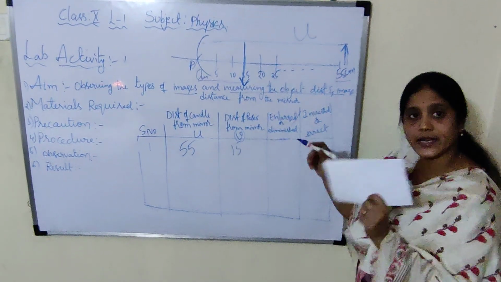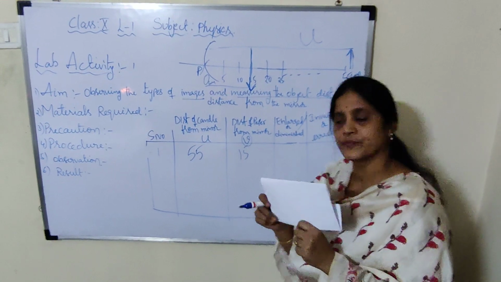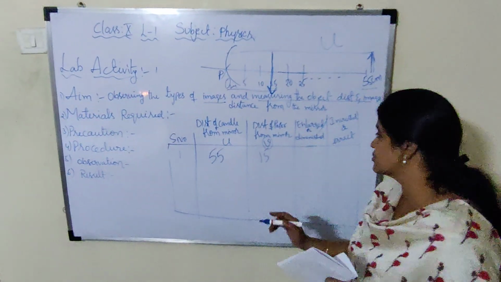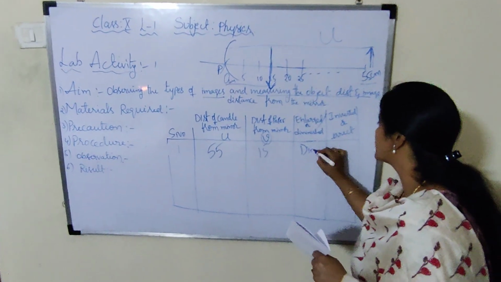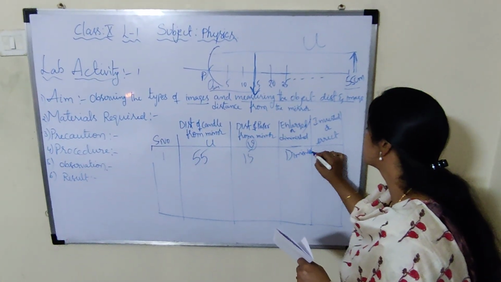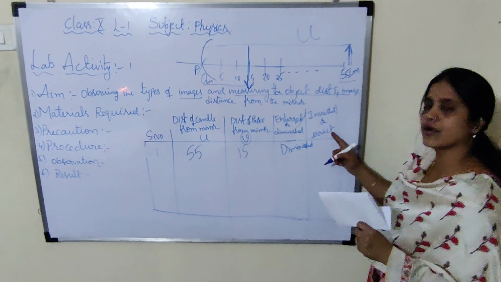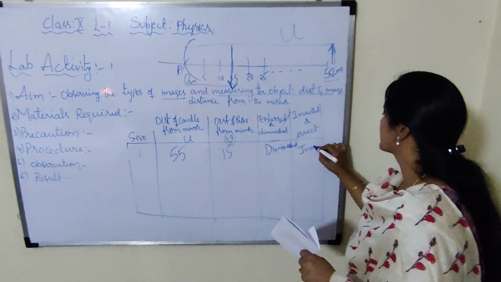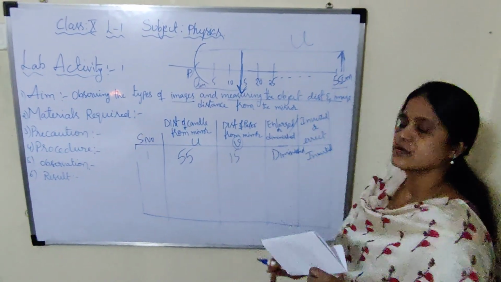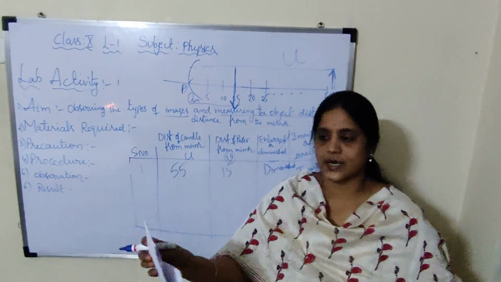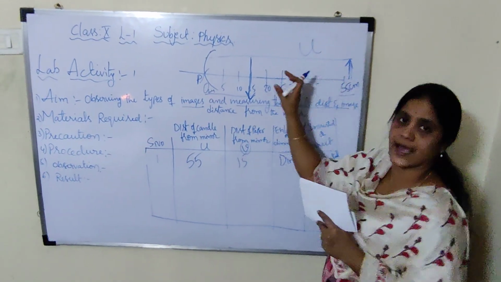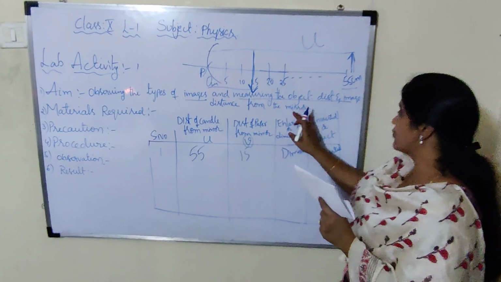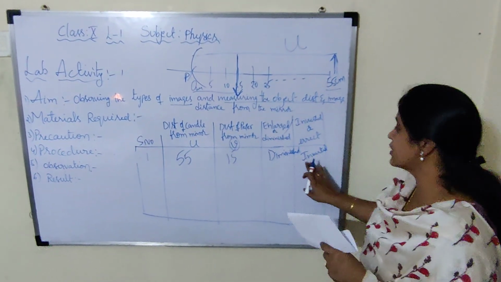And what type of image did you observe? Is it enlarged or diminished? We got a small image. So this is the diminished image. And inverted or erect, inverted image only. So always you have to find out the position of the candle, find out the distance of the image, what type of image, and note all that down in this table.